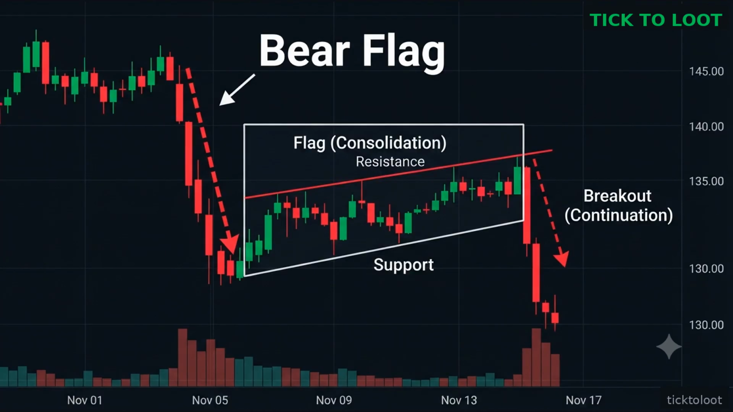A bear flag pattern is a bearish pattern. It occurs when there's a sharp move down, followed by a tight consolidation. If the price breaks below the support, it's a signal to enter a short position.